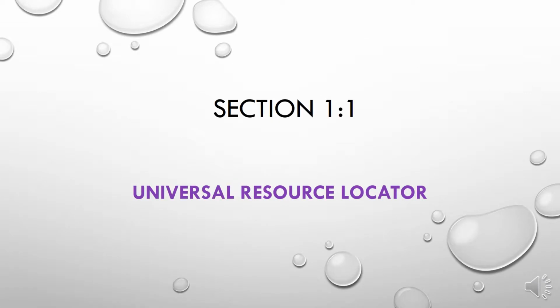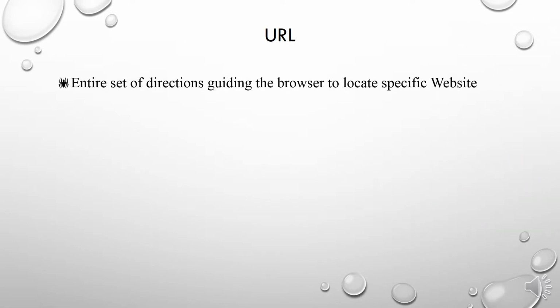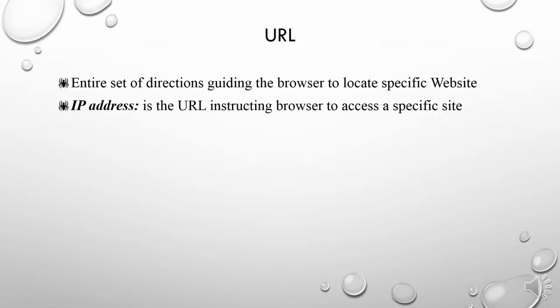Welcome to Section 1-1, the URL or the Universal Resource Locator. The URL for a website is a set of directions that guide the browser to locate specific websites. Without the URL, the browser would not be able to find a web page that you are looking for. The IP address is the URL instructing the browser to actually access a specific site. The domain name is one piece of the URL and it's inside the URL.